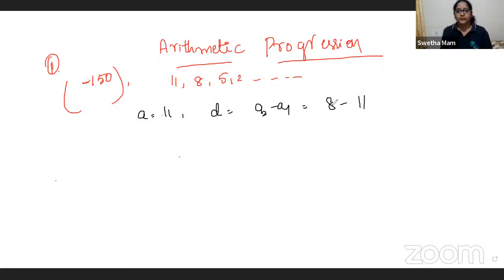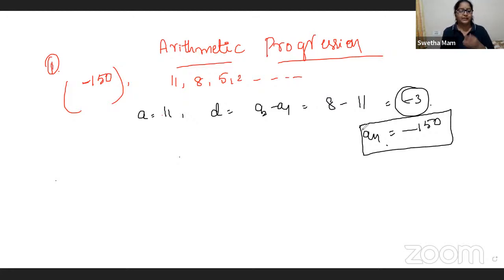Because we are doing A2 minus A1, it is 8 minus 11, that is minus 3. Right, and what is given? What is this minus 150? So take minus 150 as AN, the last number. Take it as AN, children. We are checking whether it comes in the sequence or not.